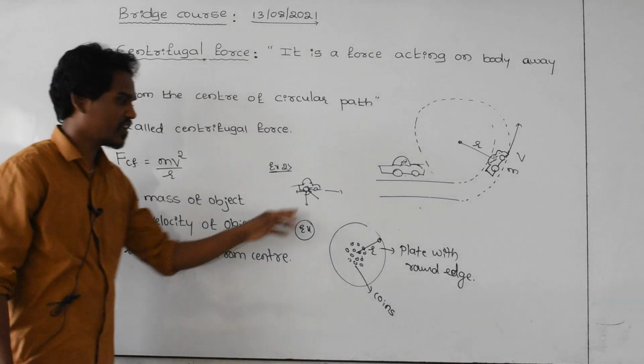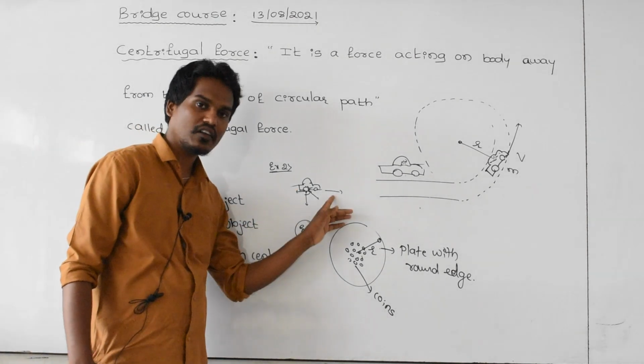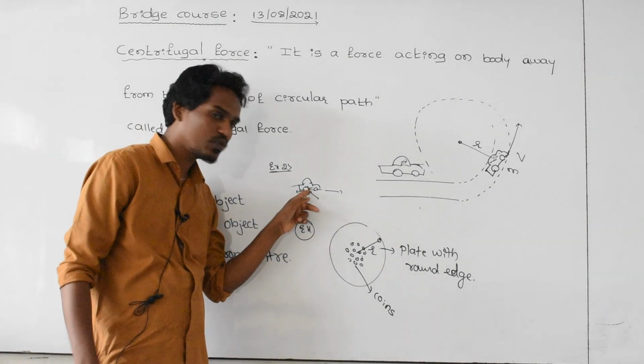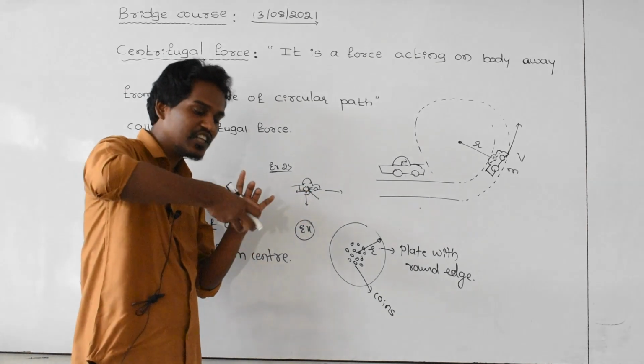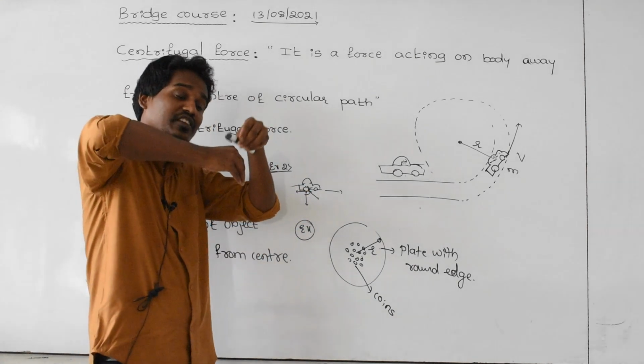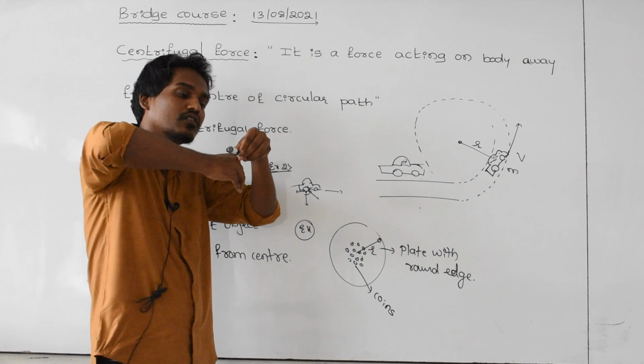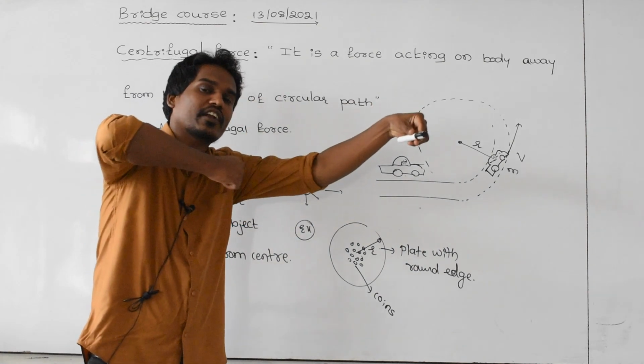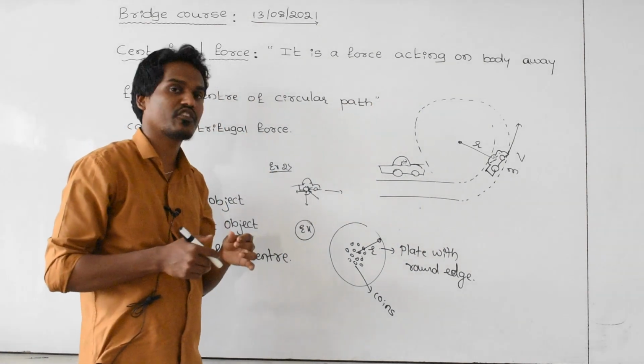Or another example, this is a car, and mud is attached to the wheels. Whenever the wheel is rotating, the force acting on the mud present on the surface of the wheel is in the away direction. That force is called centrifugal force.